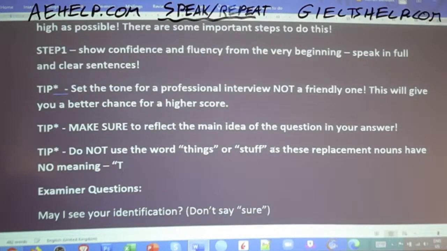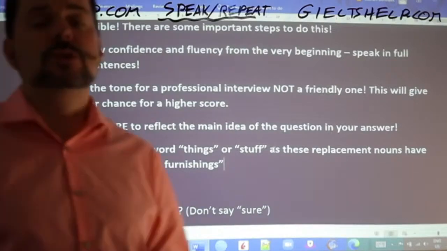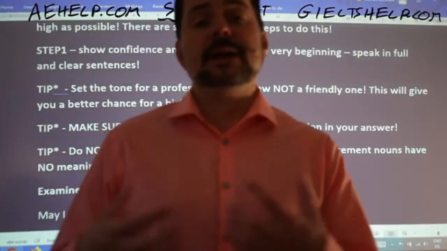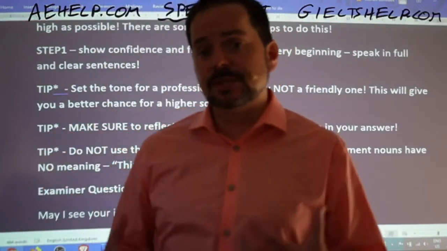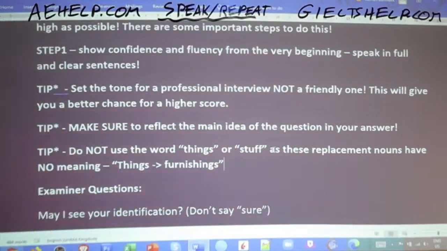So instead of the word things, you could use a better noun like furnishings or furniture. Okay, and that would help you to keep and to build lexical resource marks, and of course, coherence and fluency as well, okay? All right.